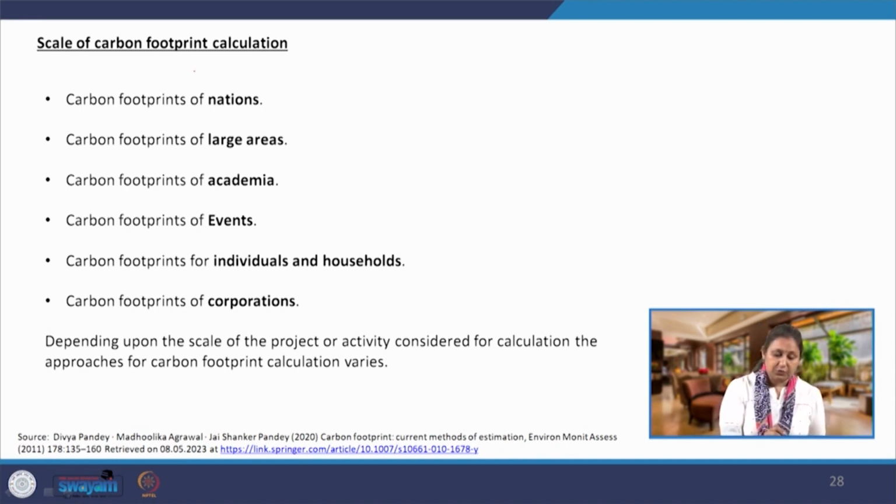we can use carbon footprint calculation for varying scales and different entities, starting from individuals going all the way up to nations. We can do carbon footprinting. When the scale gets bigger, we will switch to ecological footprint. This is what we are going to do with carbon footprinting.